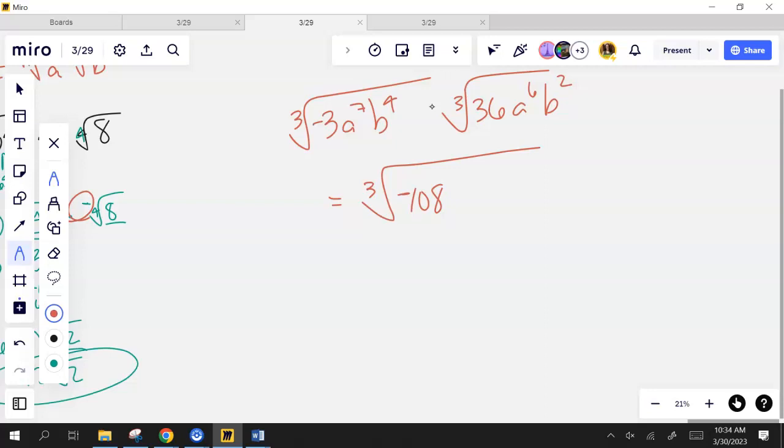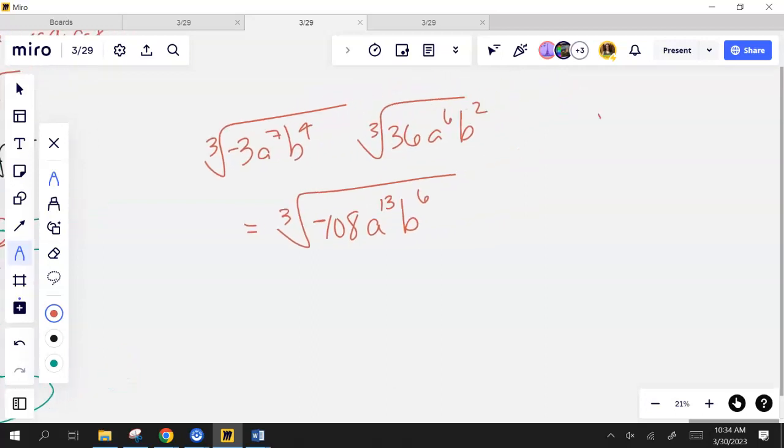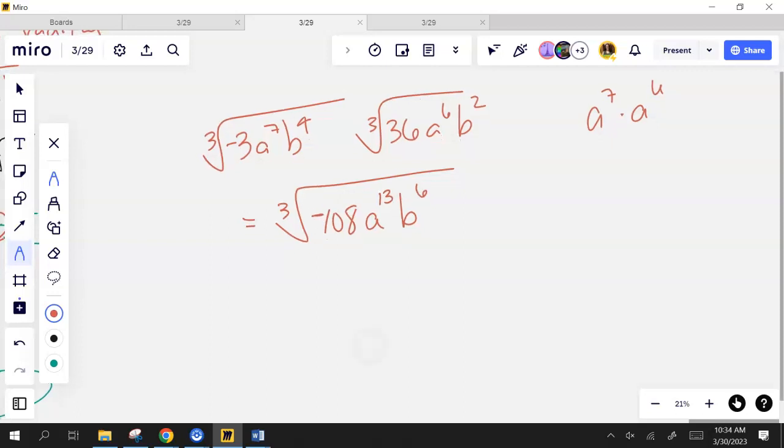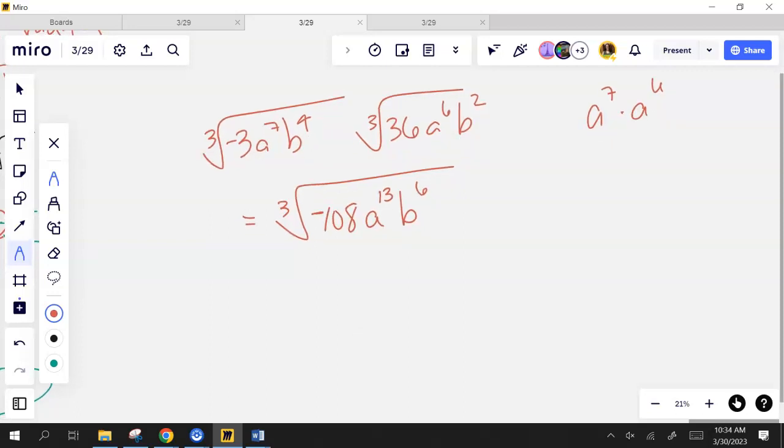And now multiply these together. 7 and 6 is, y'all can at least do that. You tell me, what do you do? If you're multiplying them, what do you do with the exponents? Add. If I do a to the 7th times a to the 6th, I'm multiplying those two things, so I add the exponents. Now what? Separate it out. That's right.